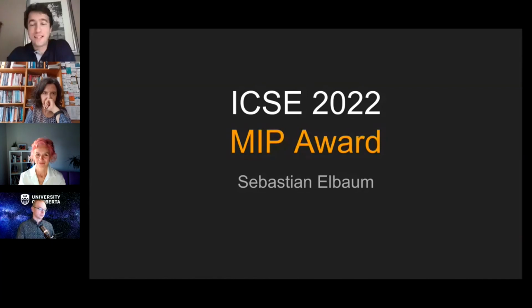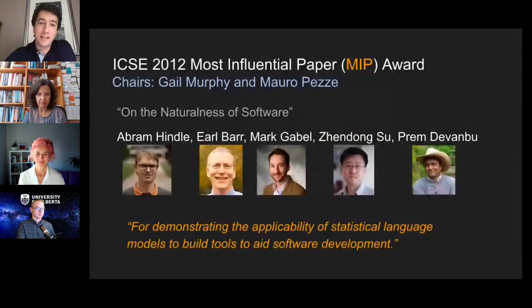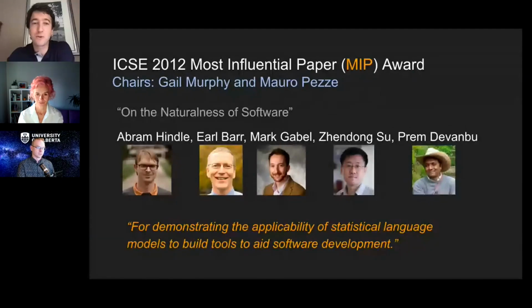We're starting this session with a MIP award, and the awardees this year, as we have announced earlier, are Abram Hindle, Earl Barr, Mark Gabel, Zhendong Su, Prem Devanbu for the paper on the naturalness of software, which was published in ICSE 2012. The program chairs back then were Gail Murphy and Martin Pezzè, and they led the committee that identified this paper as the most influential paper from 10 years ago for demonstrating the applicability of statistical language models to build tools to aid software development.